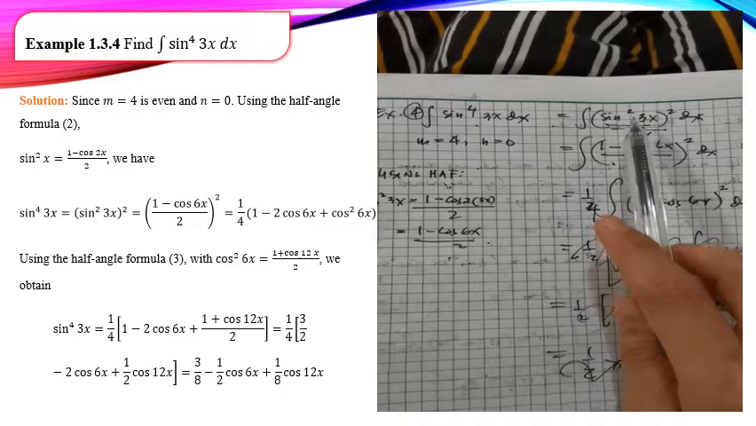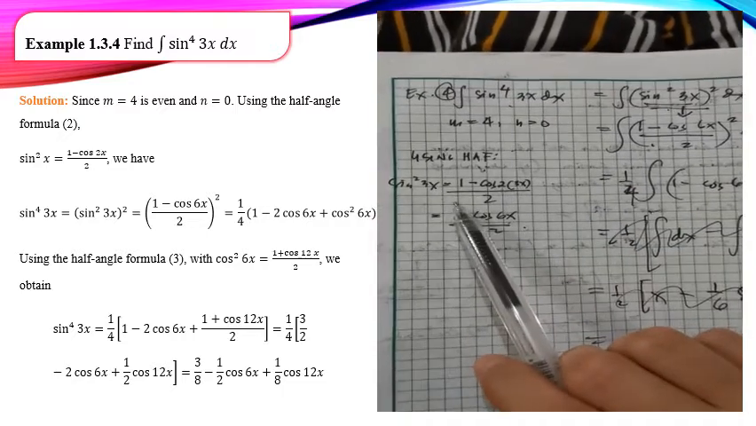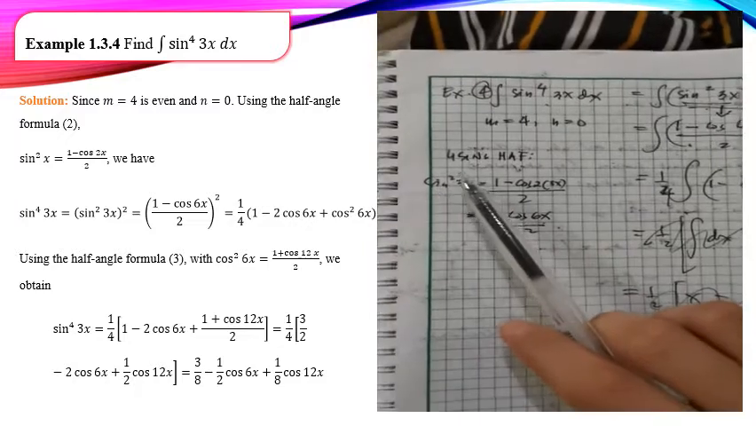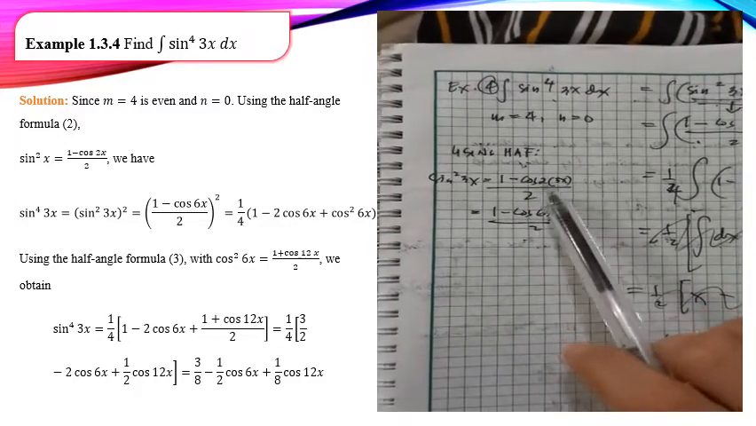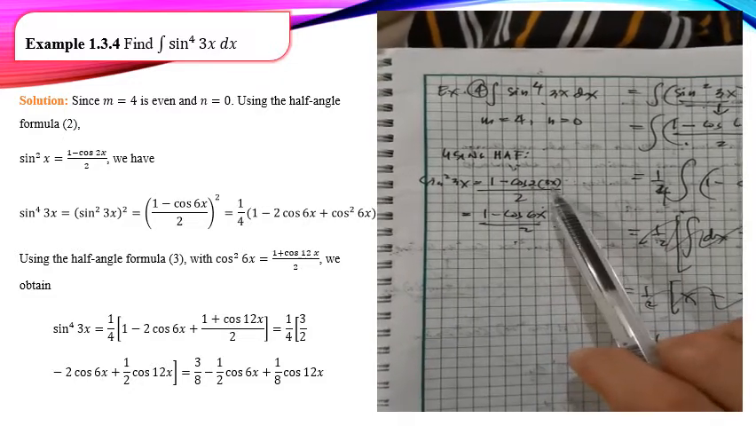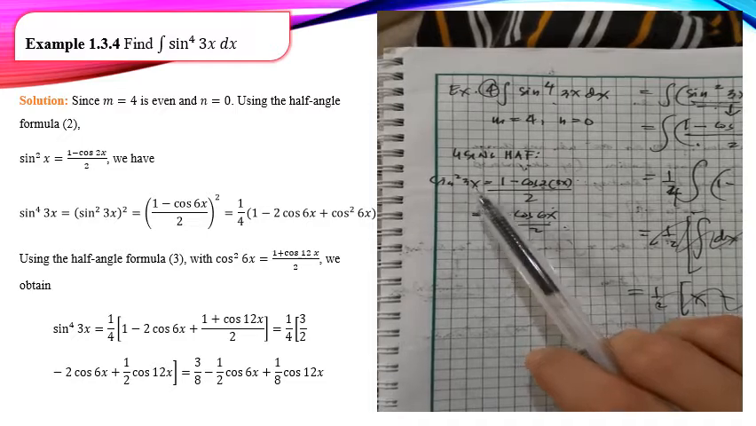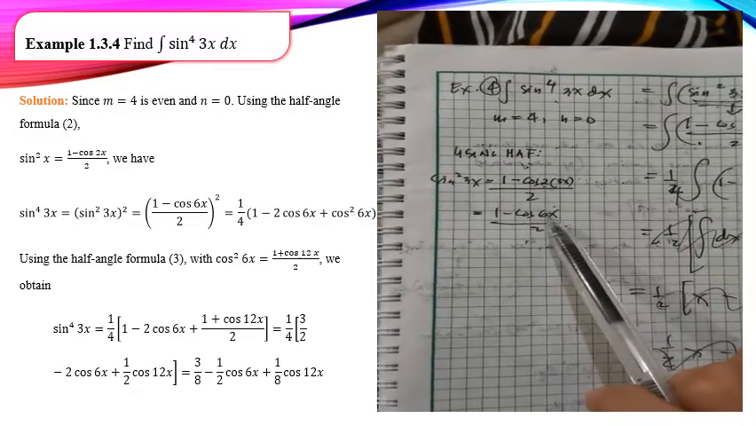So, ibig sabihin, after that, pag naging 2 na yung exponent dito, pwede na natin gamitin si half angle formula. So, we have sine 3x squared is equal to 1 minus cosine of 2 times 3x over 2. So, si 2 is constant. Yung 3x na yan is yan yung given natin na angle. Given yan na angle. So, 2 times 3x that is equal to 6x.